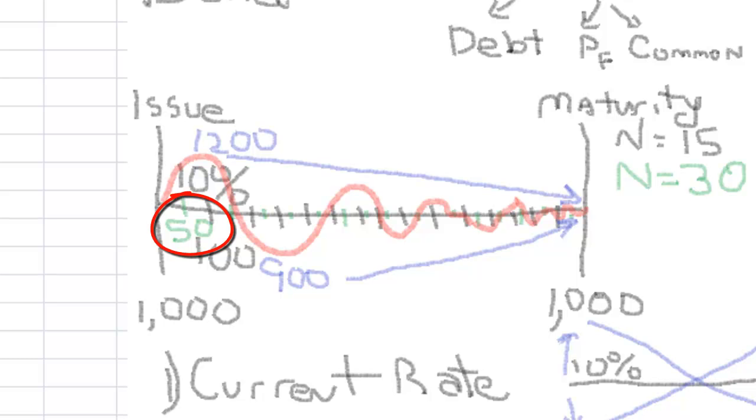Now, let's imagine this line here as $1,000. The most difficult concept to understand is that a bond fluctuates above and below the $1,000 face value between the issue date and the maturity dates, depending on the current rates represented by this red squiggly line.